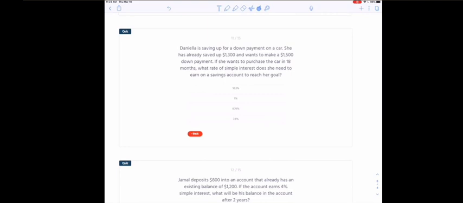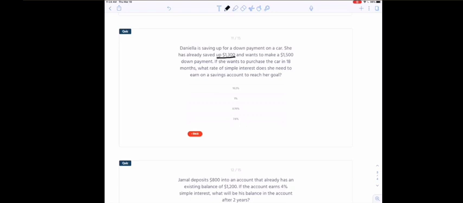Number 11 says, Daniela is saving up for a down payment on a car. She already had saved up $1,300 and wants to make a $1,500 down payment. If she wants to purchase the car in 18 months, what rate of simple interest does she need to earn on a savings account to reach her goal? Okay, so there's a lot here. This is getting more challenging, which is awesome. So let's see what we got, okay?